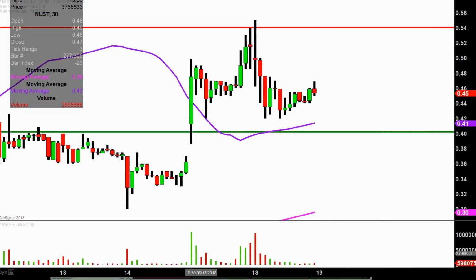Real quick, what do I mean by 30-minute in case maybe you're new to charts? Instead of each one of these candlesticks here representing 1 day's worth of price action, which is what you would normally see, each one represents 30 minutes. So while this here may look like several days worth of time, it's actually today's price action broken down into 30-minute time slices.